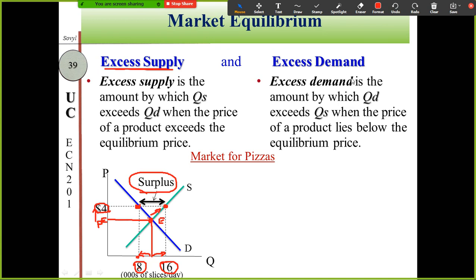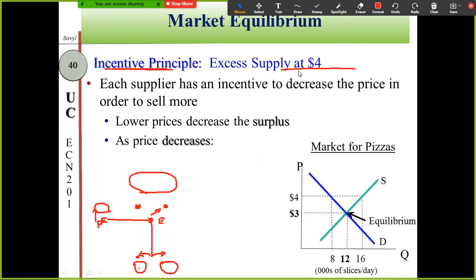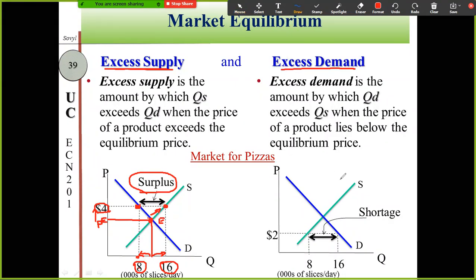The other side, excess demand. Excess demand is the amount by which quantity demand exceeds quantity supply when the price of a product lies below the equilibrium price. Okay, so in this case, remember the equilibrium is $3 and 12,000. Now the market price is not $3, but $2. Cheaper. So when the price is cheaper than equilibrium, who is happier?